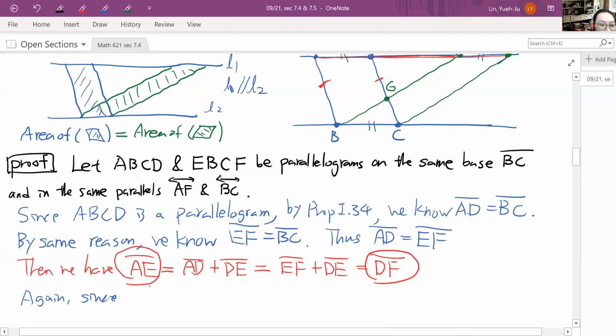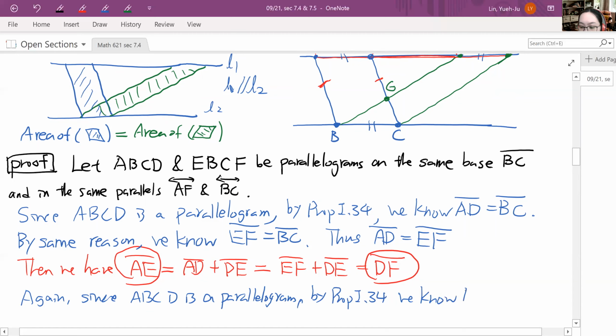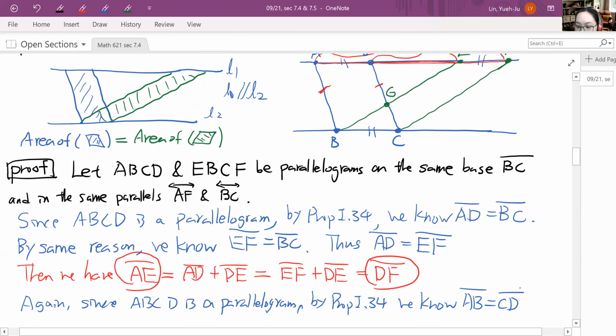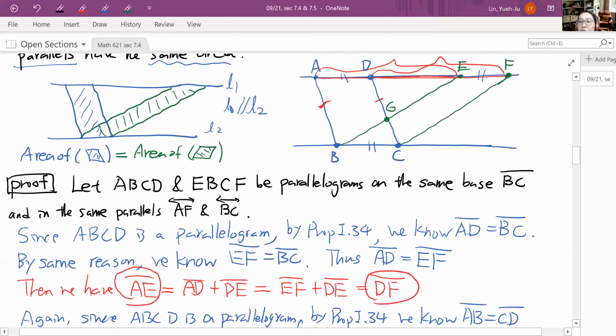So since we know that ABCD is a parallelogram, by the same proposition that we just did before, we know that the opposite pairs of the parallelogram are going to be equal. So AB is going to equal CD.